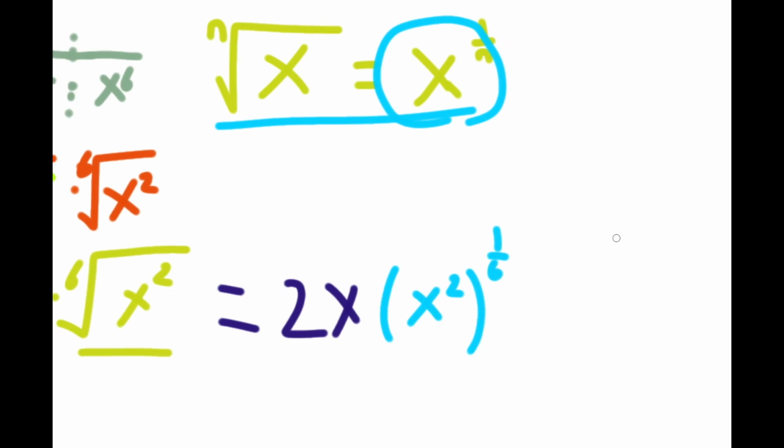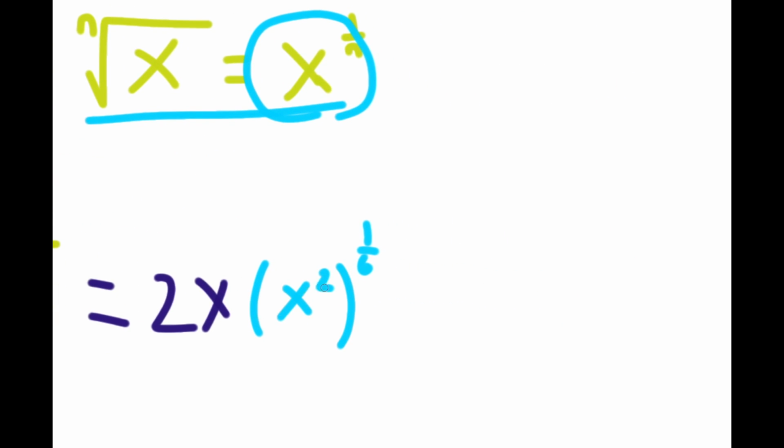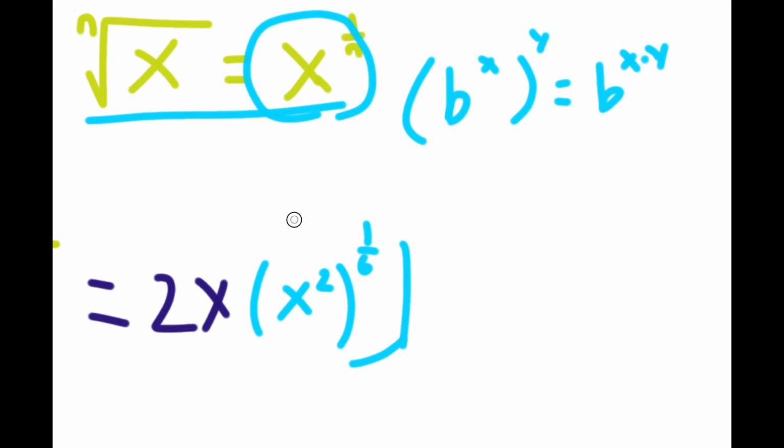Now, there's another property of exponents that you might know. If you have b to the x, to the y, that's the same thing as b to the x times y. Sorry, I'm just switching letters randomly. So let's do that with this here.